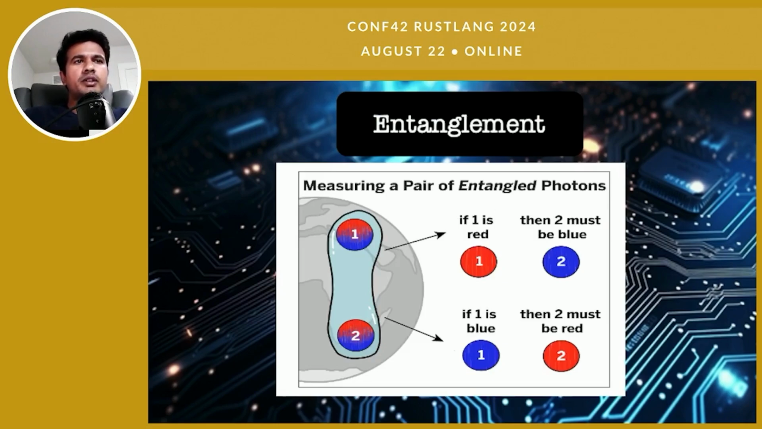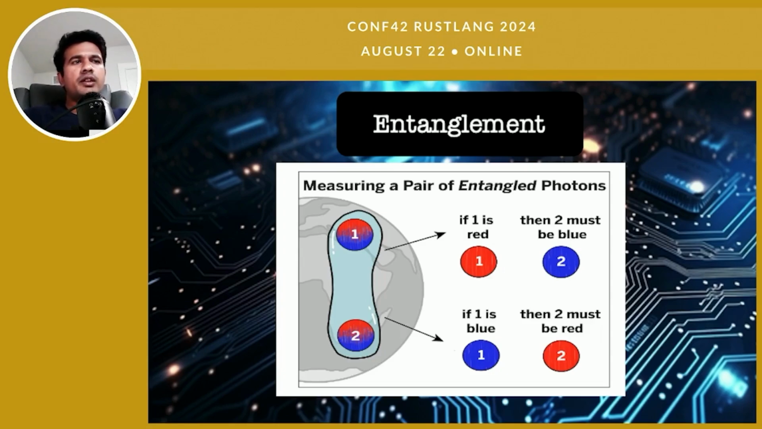Entanglement is a fundamental phenomenon in quantum mechanics where two or more quantum particles become interconnected in such a way that the state of one particle is directly related to the state of the others, no matter how far apart they are. So this means the properties of entangled particles are correlated even when they are separated by large distances.